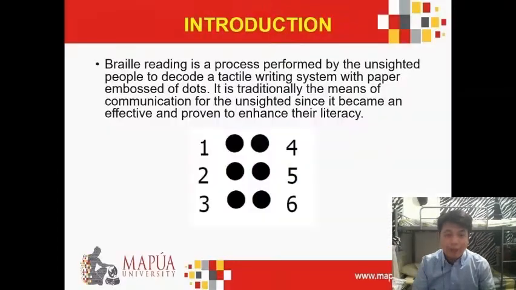So, for our introduction, Braille reading is a process performed by unsighted people to decode a tactile writing system with paper embossed with dots. It is traditionally the means of communication for the unsighted since it became effective and proven to enhance their literacy. So here we have an example of a Braille symbol.